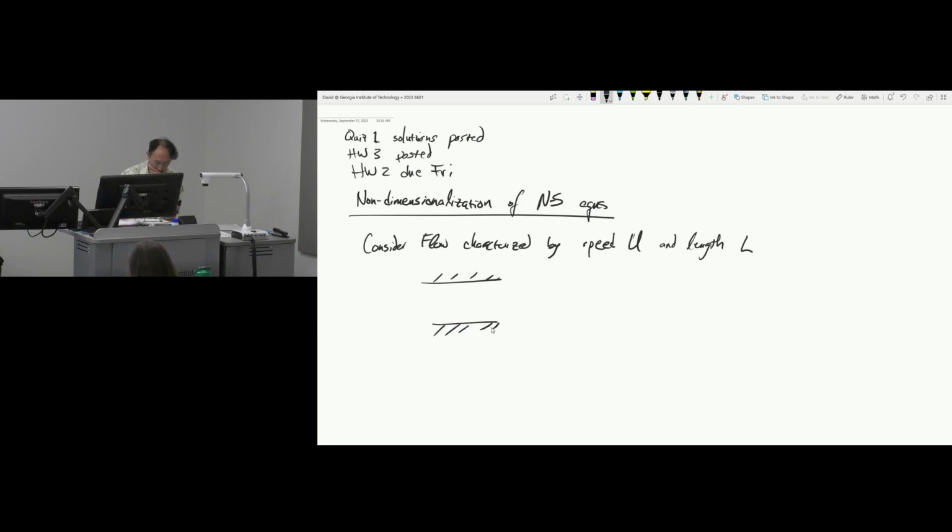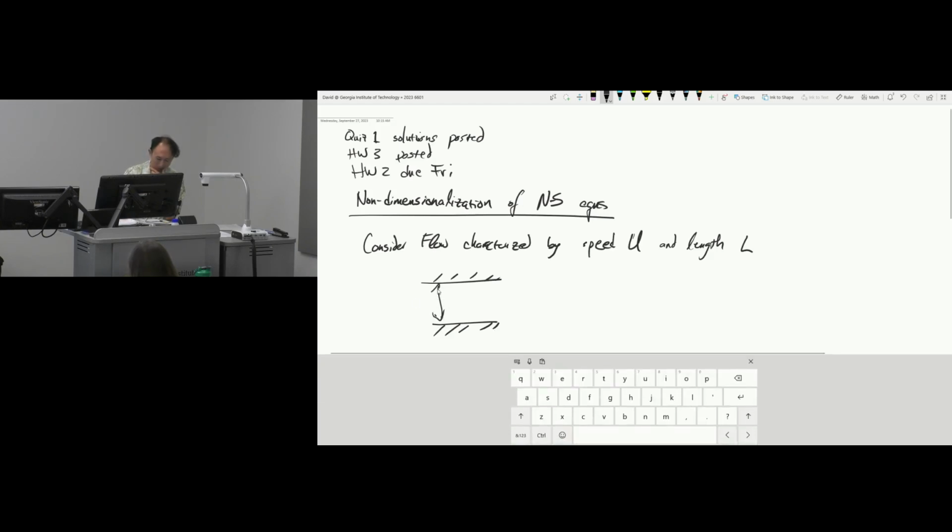There are many ways you could have flow characterized by a single speed and a single length scale. One is if you have a channel flow. And as you know from undergrad fluids, you're going to get something that looks like this. So you get some characteristic velocity u.